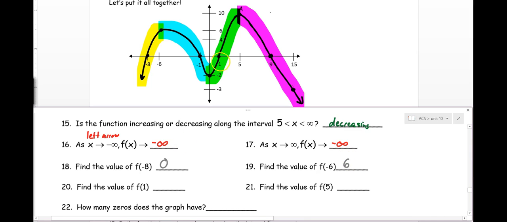f of 1. So 1 on the x-axis. Here's my graph passing through that point, which means the y value is 0. f of 5. Here's 5. When I go up to find my graph, the y coordinate there is 10.